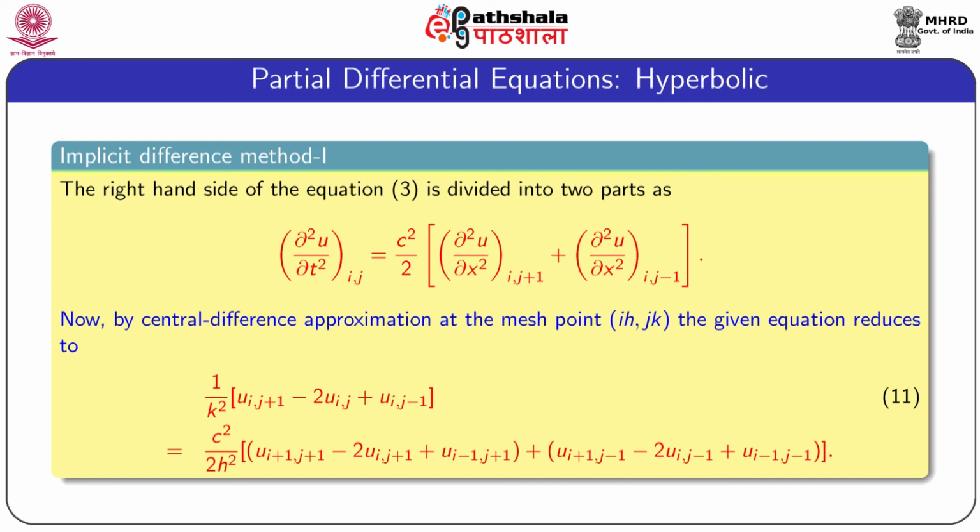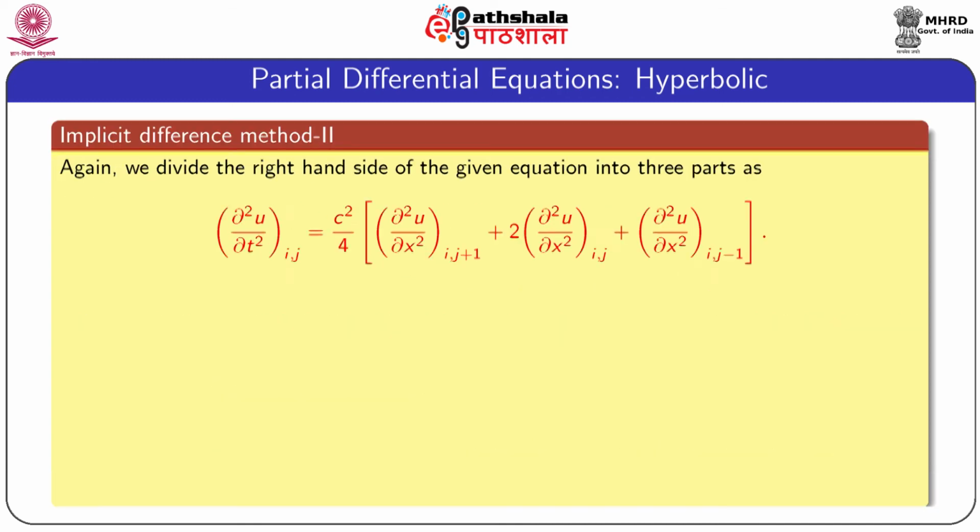Now we present another implicit formula to solve the hyperbolic partial differential equation. In this formula, the right hand side is divided into three parts, but actually the coefficients of the parts are 1, 2 and 1. So these can be taken as the weights of the parts. The number of parts is 3, but the weights are 1, 2 and 1, that means the sum of the weights is 4. That is why the right hand side is multiplied by c square by 4. And these three terms are approximated by the central difference scheme at the mesh points (i, j+1), (i, j) and (i, j-1).